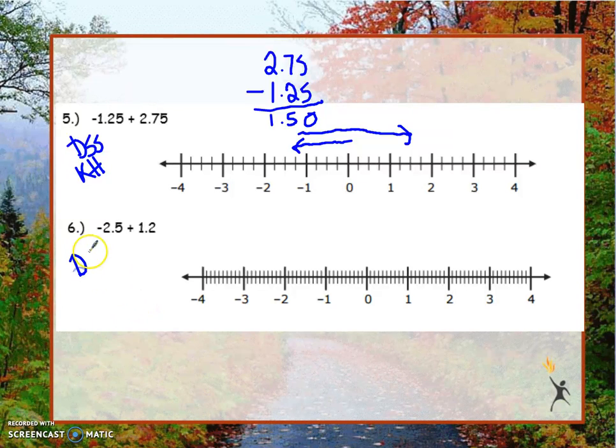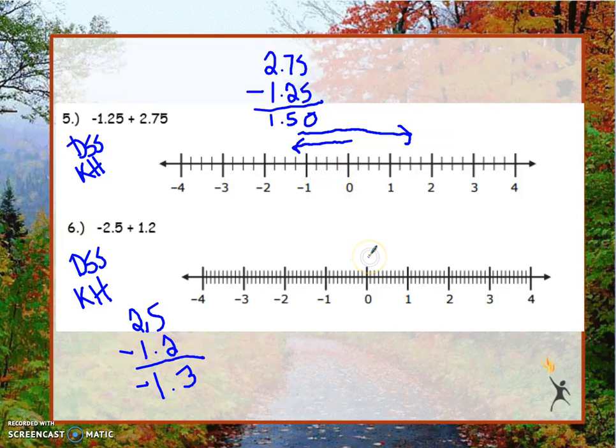Different signs subtract. Keep the higher absolute value. So we have 2.5 minus 1.2. So we keep the higher absolute value. So it's negative 1 3/10. So we're going to go to the left, 2 and 5/10, and then we're going to go to the right, 1 and 2/10. All right.